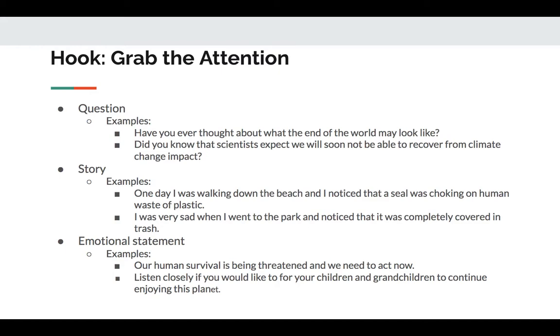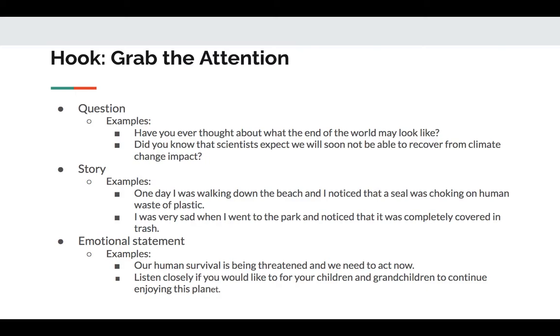And then lastly, the third one in there is the emotional statement. And this one kind of overlaps maybe with the story or the question. The difference is that the emotional statement is just you're saying it as it is, and you're calling things out for what they are. And here are some examples.